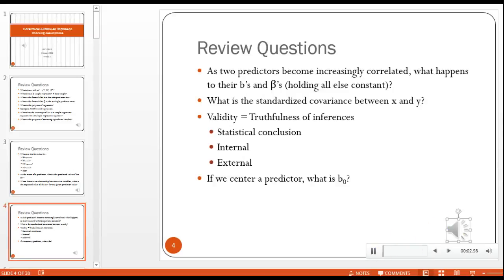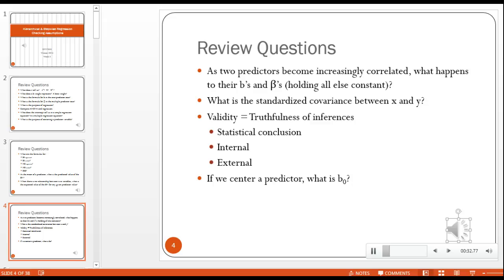As two predictors become increasingly correlated, their B's and their betas shrink. All else constant, as two predictors increase their overlap with one another, or increase their redundancy, they will predict less unique variance in the DV. So the value of adding a predictor only makes sense, I think, if it's not super correlated with the other predictors in your model.